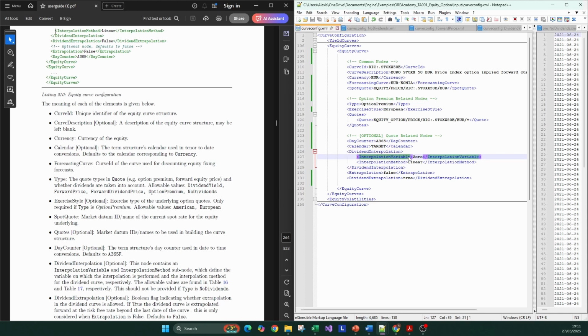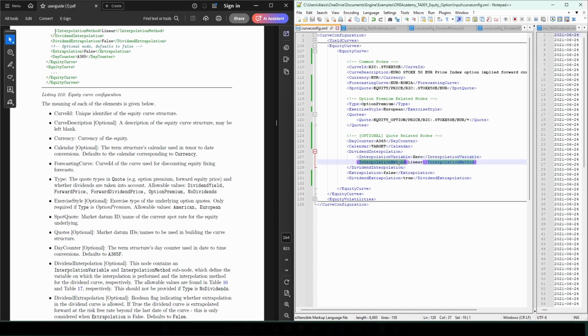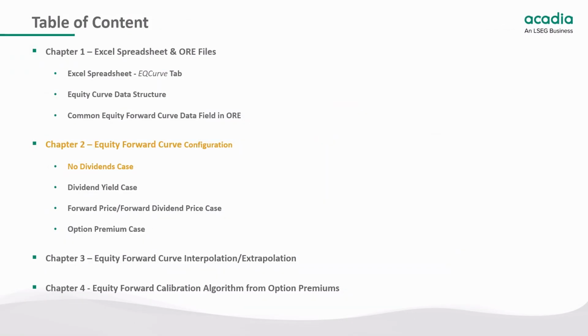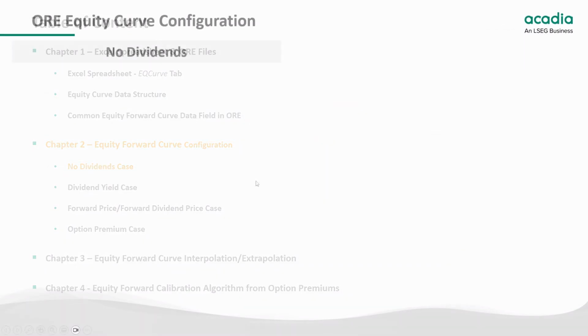The interpolation variable is the variable on which you want to do the interpolation, so either 0 for zero rate or discount for discount factor. And you have the interpolation method. This is the list of the methods which can be used, and we will take a quick look in chapter 3 at their effects.